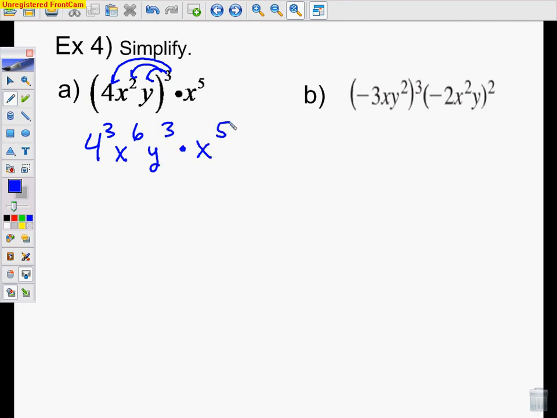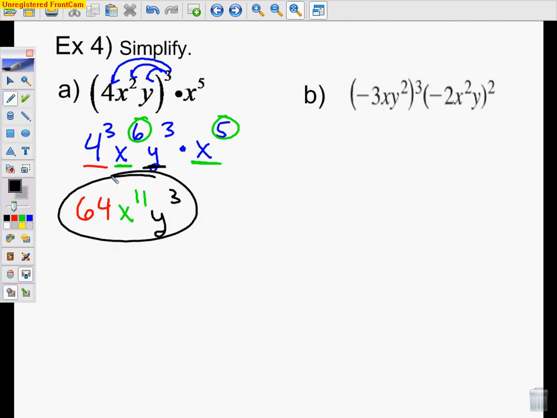Let's go ahead and simplify a little bit more here. 4 to the third, well, we know that is 64. X to the 6 and x to the fifth, well, because those are being multiplied together and they have the same base, all we have to do is add the exponents. 6 plus 5 is 11. Okay, and then we have the y to the third left over. Okay, and then that is our final answer.